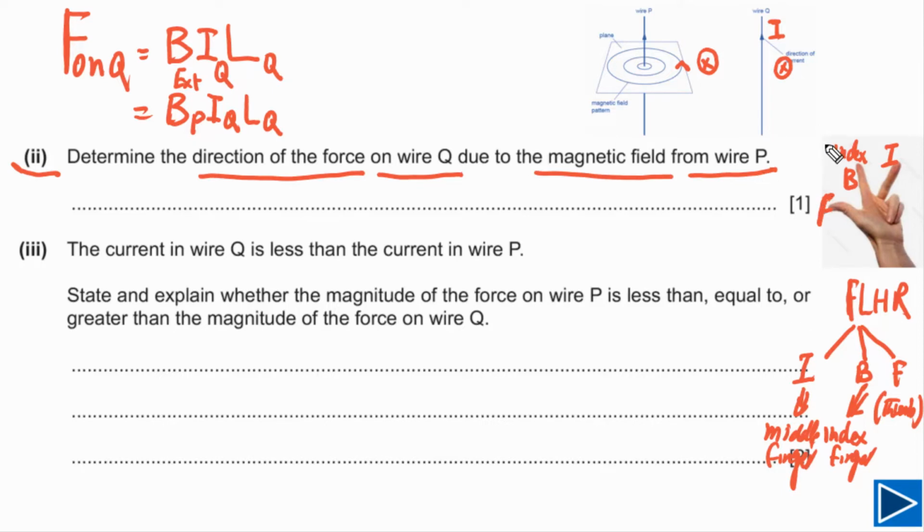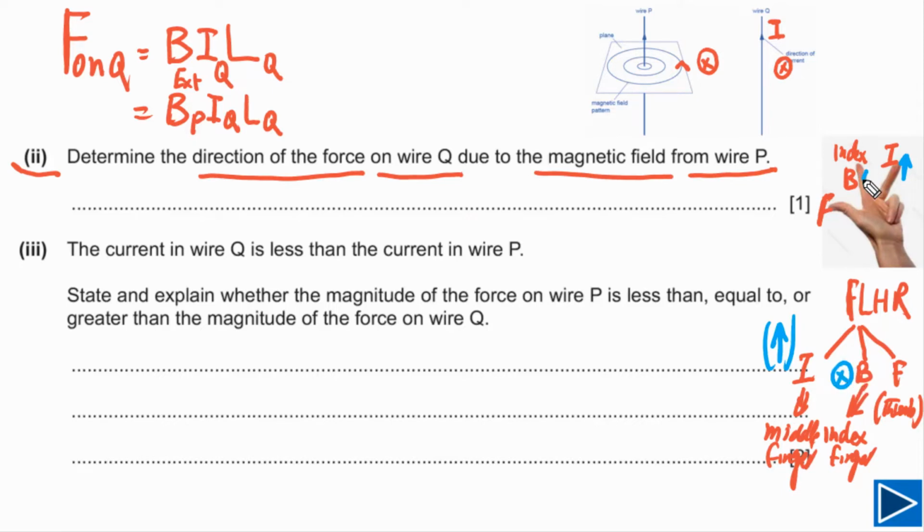Now simply we have to use it. In this case, for example, the direction of current is up. So this is the direction of current. As you can see here, the direction of current is up. And the magnetic field is into the page.